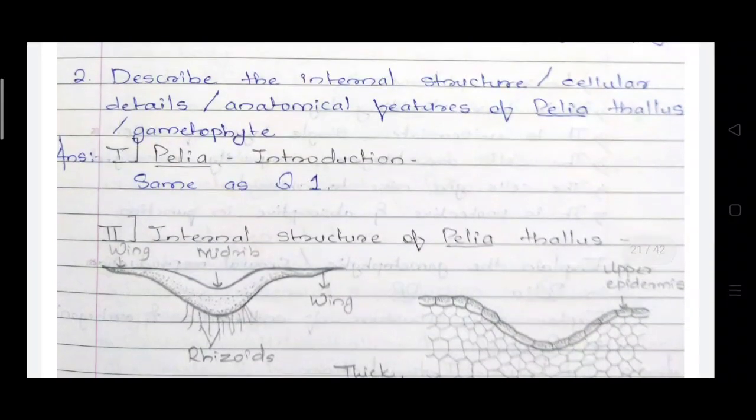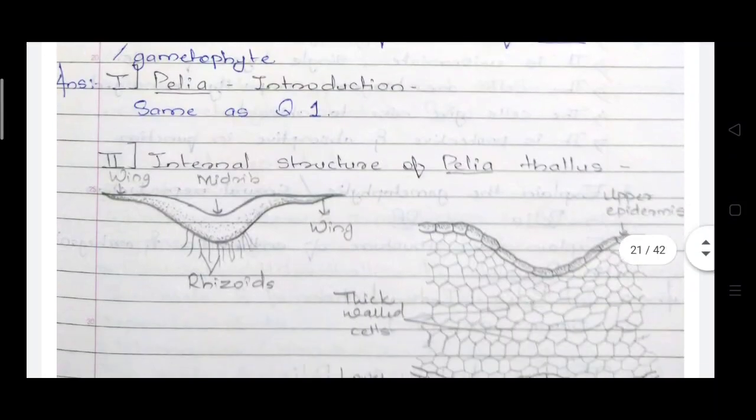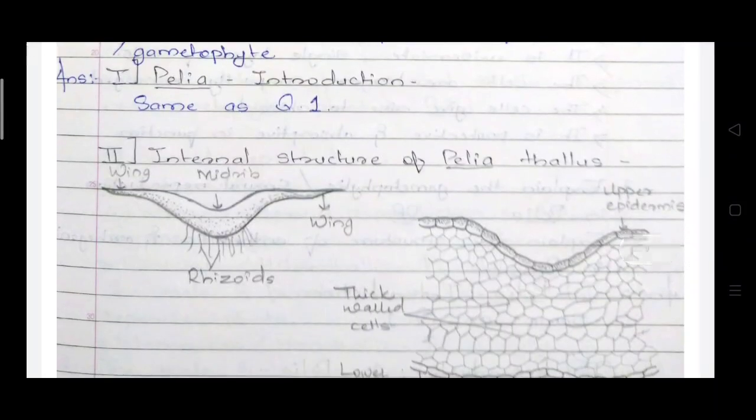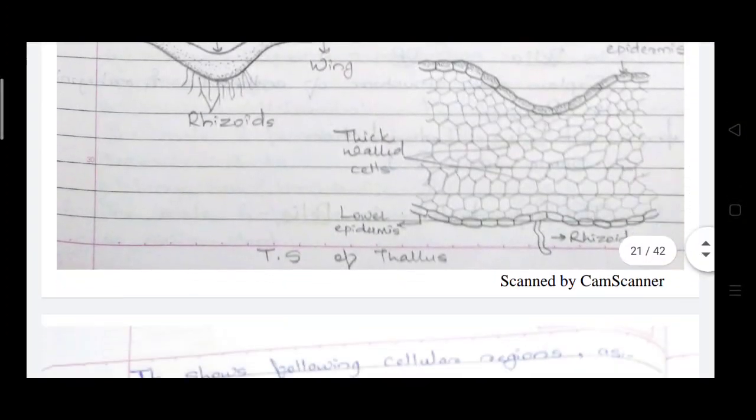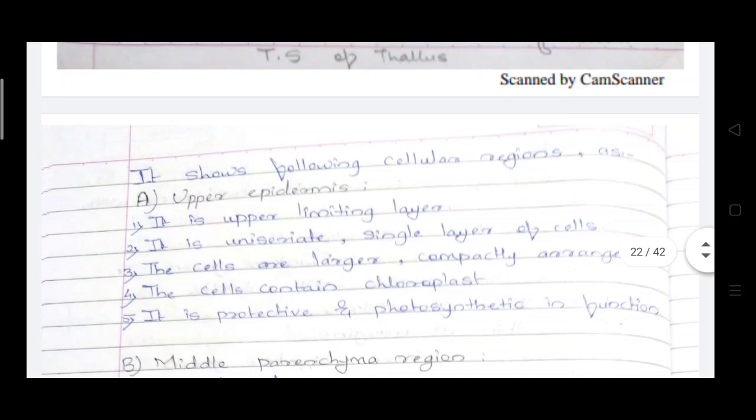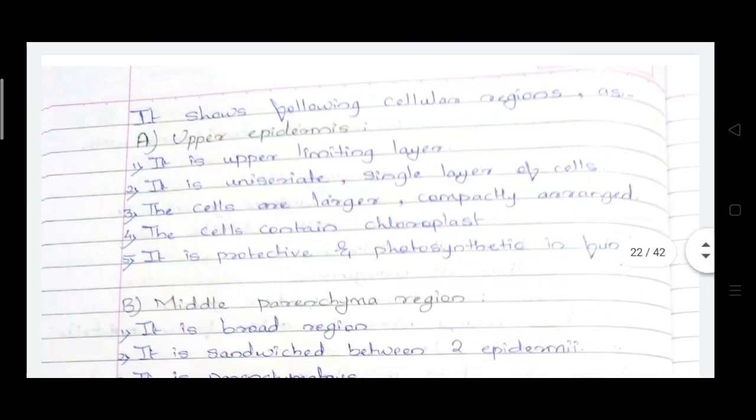may be asked for short notes. So first of all you have to draw the entire thallus structure as well as the transverse section of the thallus, and in that thallus the three major parts: upper epidermis, middle parenchyma region, and lower epidermis. The upper epidermis is the upper limiting layer, uniseriate, single-layered cells. Cells are larger and compactly arranged. They do the functions of protection and photosynthesis.